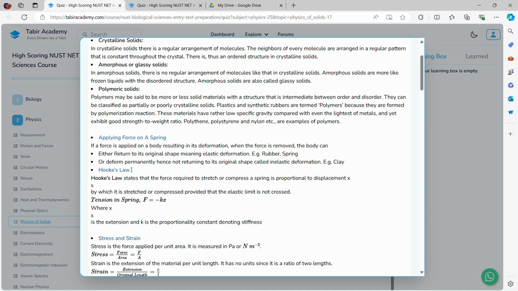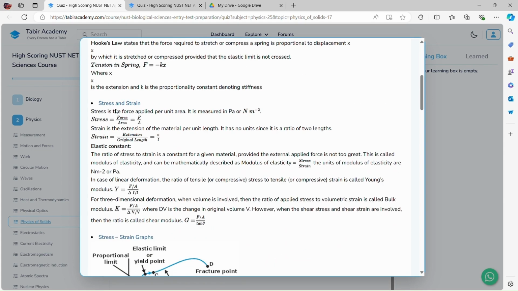Hooke's law states that the force required to stretch or compress a spring is proportional to the displacement x by which it is stretched or compressed, provided that the elastic limit is not crossed. Tension in a spring, F equals negative kx, where x is the extension and k is the proportionality constant denoting stiffness.